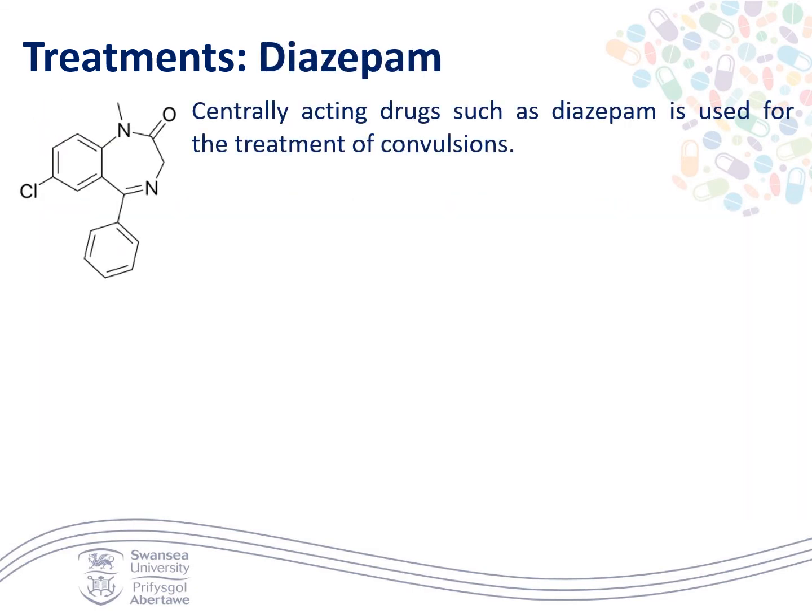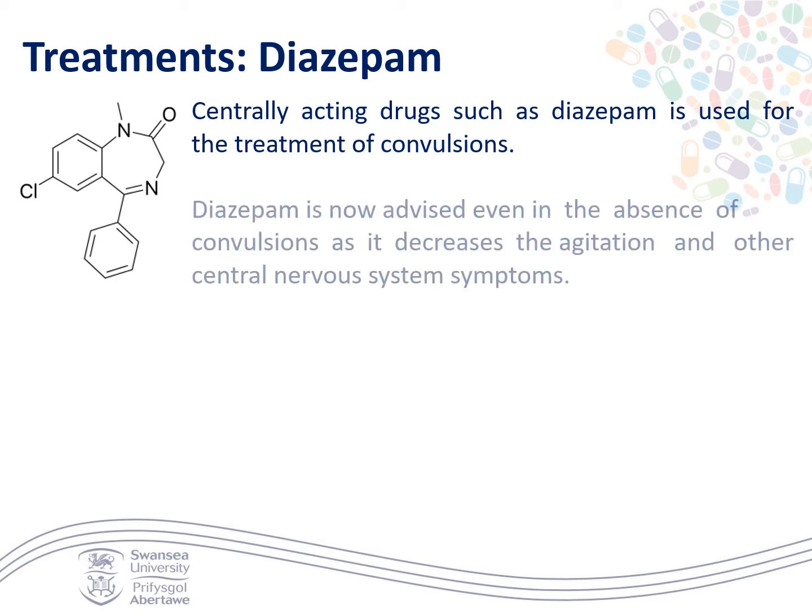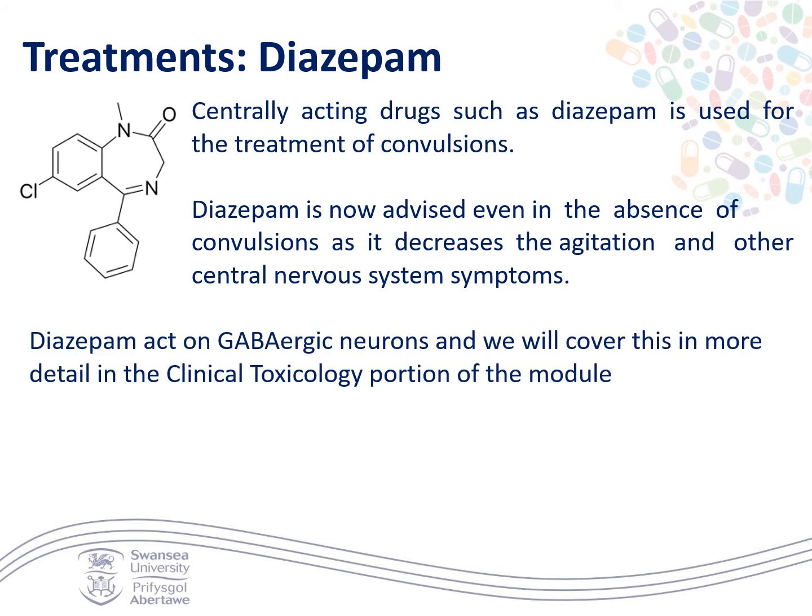Drugs such as diazepam are used in the treatment of convulsions, which we see in patients with organophosphate or nerve agent poisoning, as well as a number of other drug overdoses. So diazepam actually forms a major part of a lot of our patient management following poisoning events. In the case of organophosphate poisoning or nerve agent poisoning, diazepam is actually advised even in the absence of convulsions, as it decreases agitation and other central nervous system symptoms.